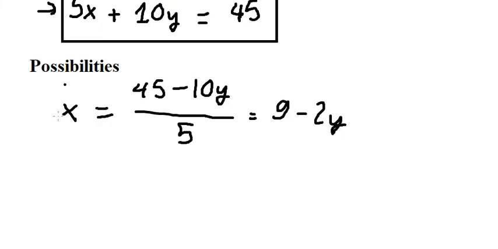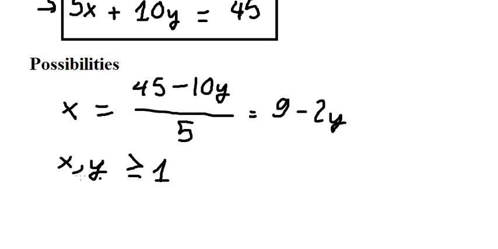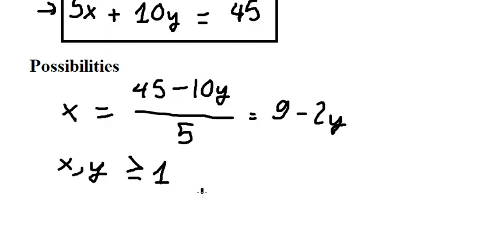And we know that x and y should be greater than or equal to 1, because in the wallet they have 2 possible bills in here. That means we have at least one bill of $5 and at least one bill of $10. That's why we have these conditions in here. Now, because this is about the number of bills, x and y are integers.